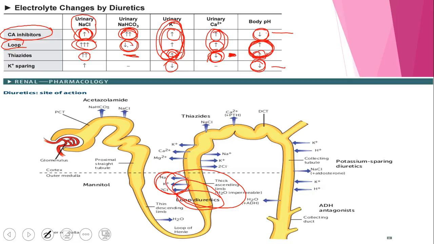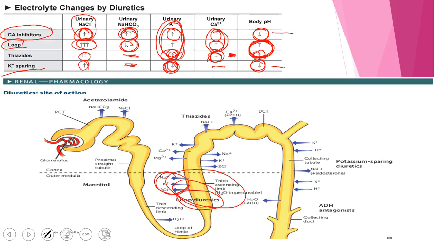All right, now potassium sparing does dump out a little bit of sodium chloride. Doesn't really have any effect with the bicarb. Decreases your potassium dumping in your pee, which is really significant because that's the whole point of the name, potassium sparing. No effect on your urinary calcium, and decreases your body pH.